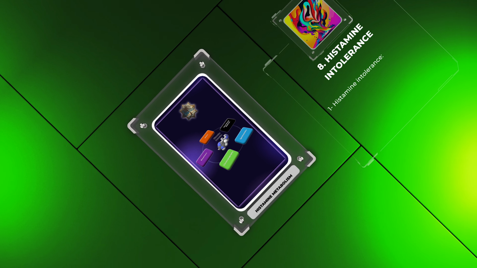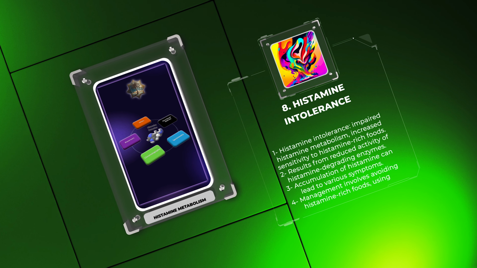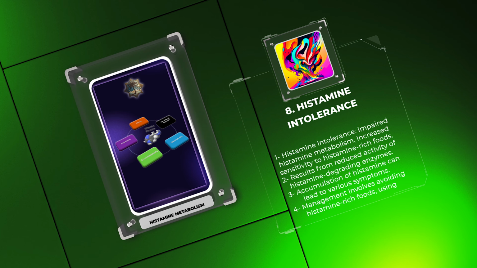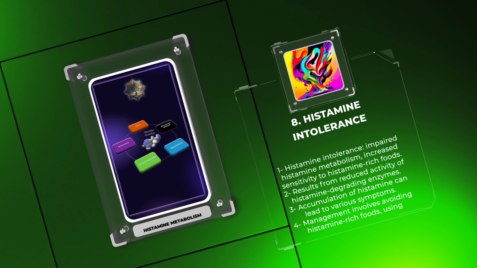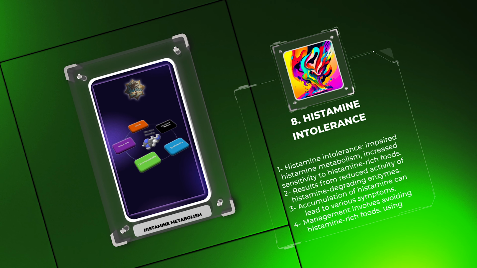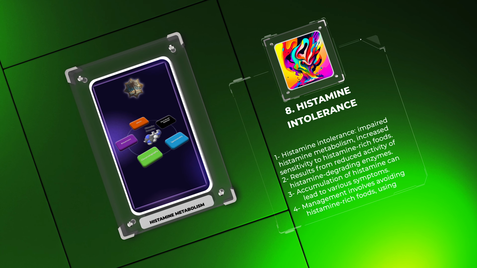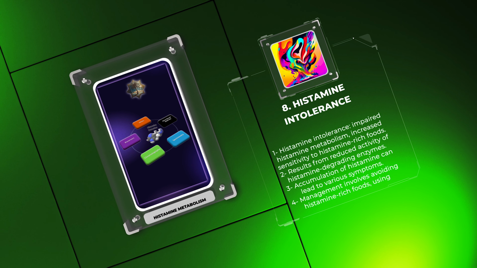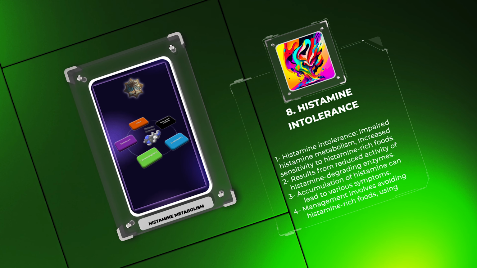Histamine intolerance is a condition characterized by impaired histamine metabolism and an increased sensitivity to histamine-rich foods. It results from reduced activity of histamine-degrading enzymes, such as DAO or HMT. The accumulation of histamine can lead to various symptoms, including headaches, flushing, stomach cramps, and allergic-like reactions. The management of histamine intolerance involves avoiding histamine-rich foods and using medications that alleviate symptoms.